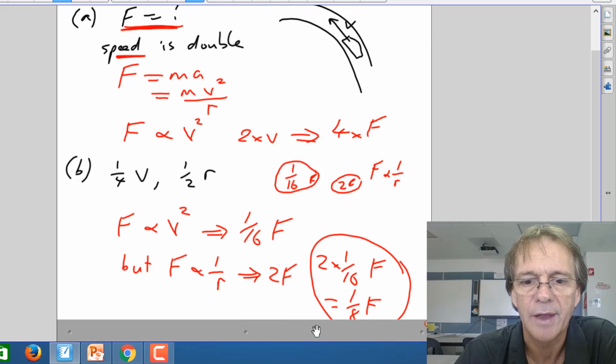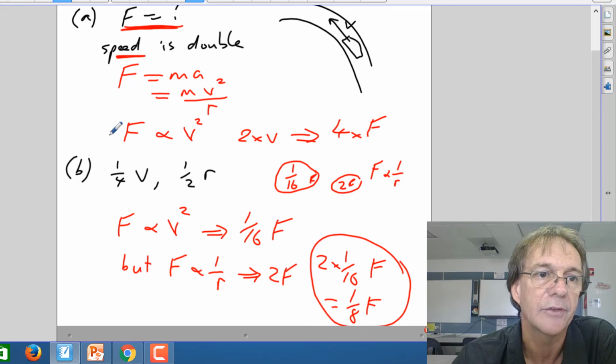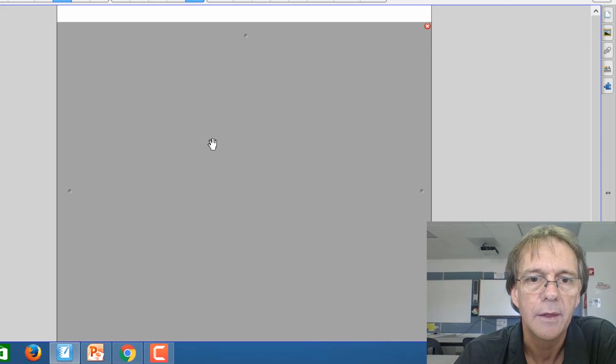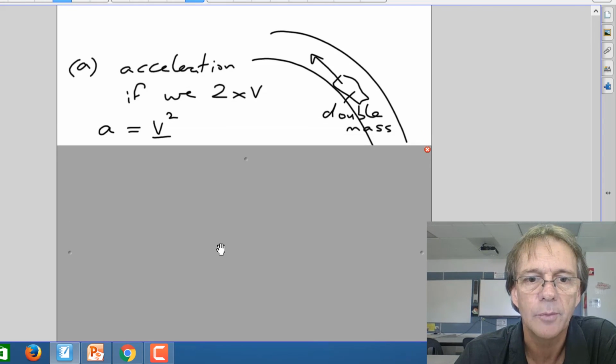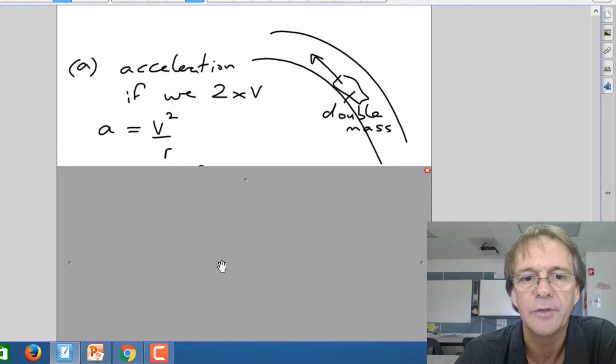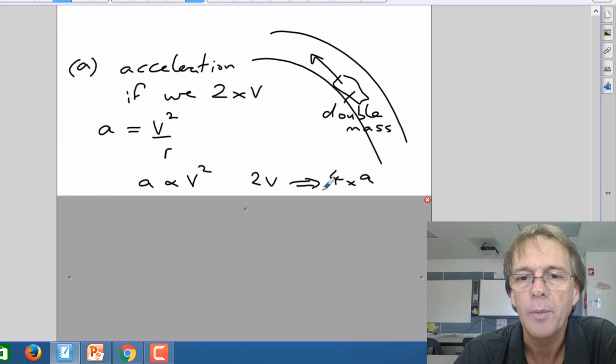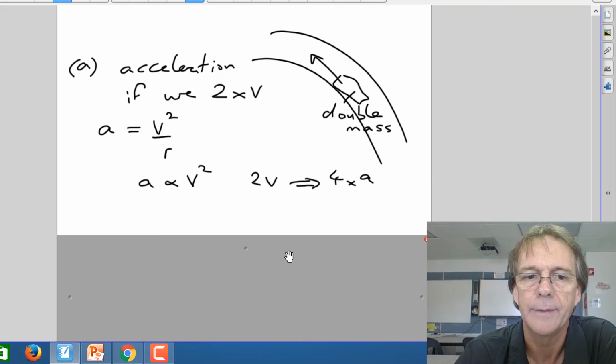They might ask you about what's going to happen to the acceleration if you change the mass. So in this case here, with a similar sort of question, what would happen to the acceleration of the object if we did twice the velocity? Well, the same thing's going to happen. You're going to get 2 squared, 4. But what would happen to the acceleration if you doubled the mass of the car? Well, the answer is nothing, because mass is not going to affect the acceleration. So therefore, doubling the mass would have no effect.